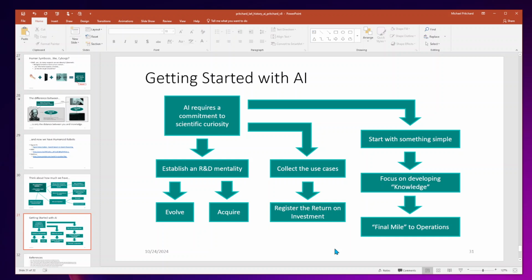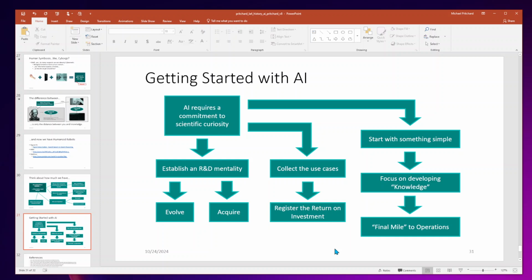So I just wanted to give you some things to think about as it relates to AI. To get into this field, you have to have a commitment to scientific curiosity. It's still very much hard work to do machine learning. It's not something where, okay, I've got large language models so I don't have to think anymore. It doesn't work like that.